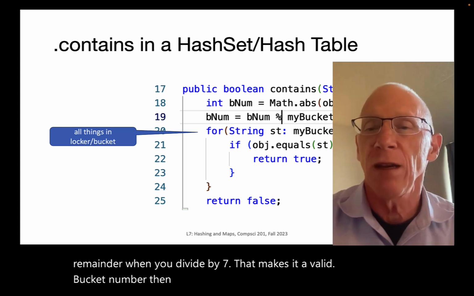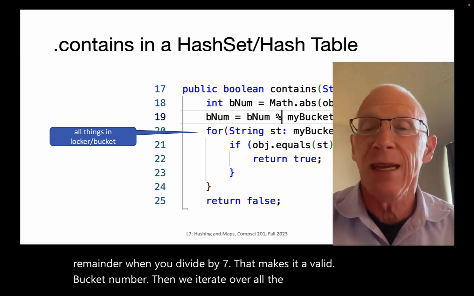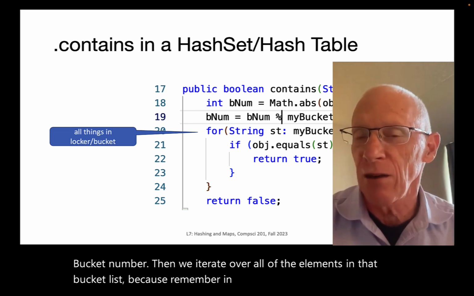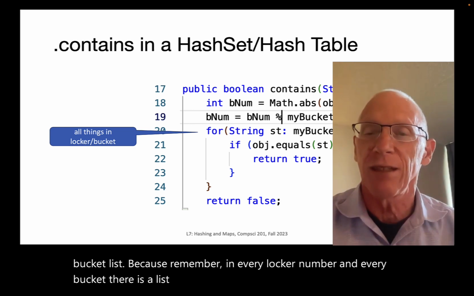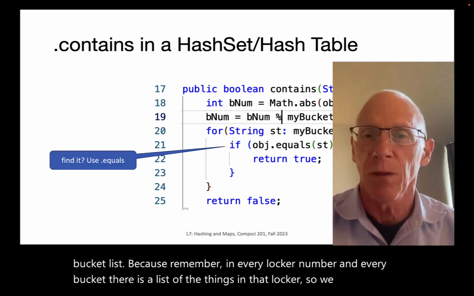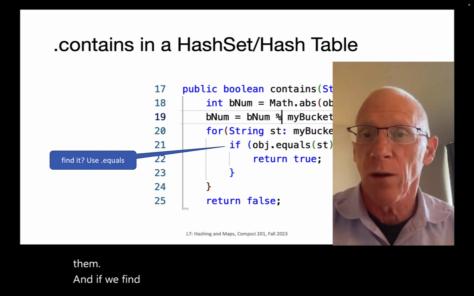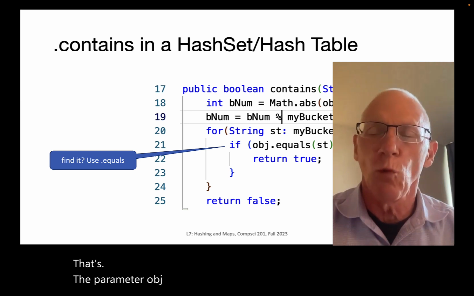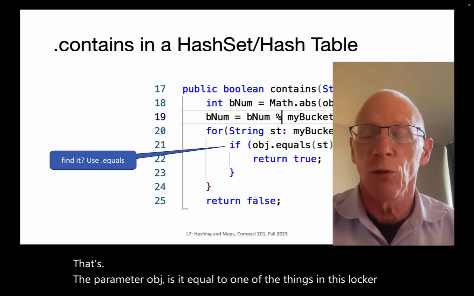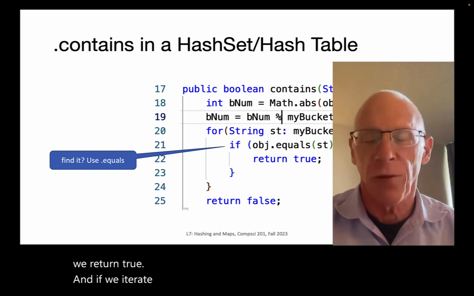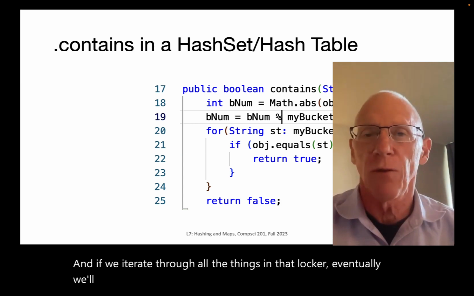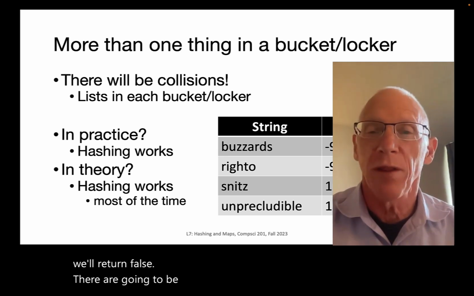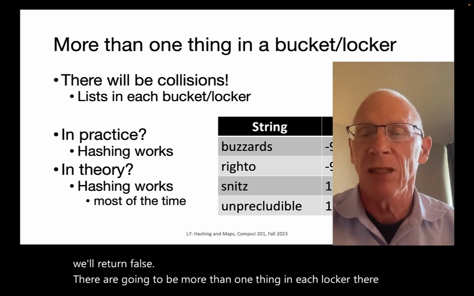Then we iterate over all the elements in that bucket list, because remember, in every locker number and every bucket there is a list of the things in that locker. So we iterate over all of them, and if we find the one we're looking for, that's the parameter obj, is it equal to one of the things in this locker, then we return true. And if we iterate through all the things in that locker, eventually we'll return false. There are going to be more than one thing in each locker. There will be hash collisions.